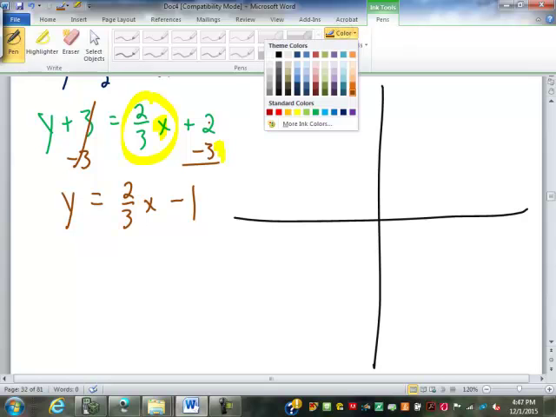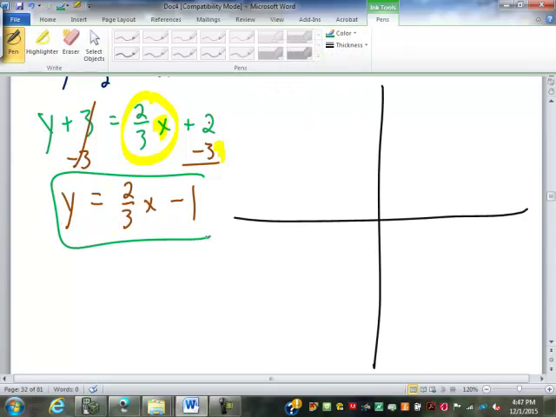So now we have y equals 2/3 x minus 1. We start at negative 1 and we go up 2 over 3.